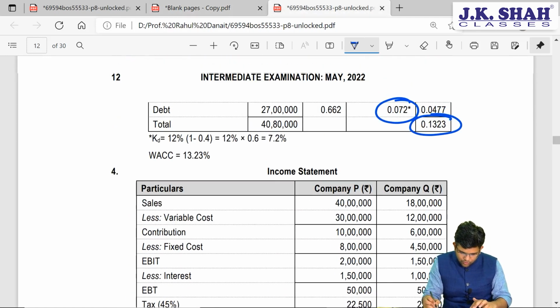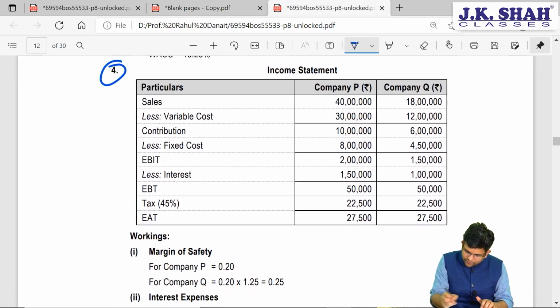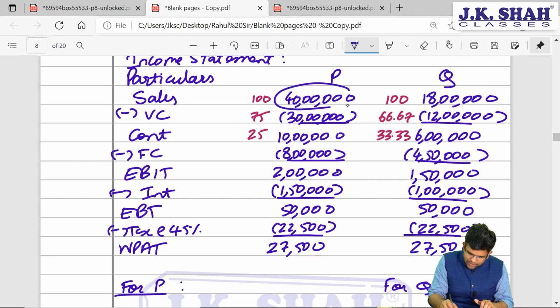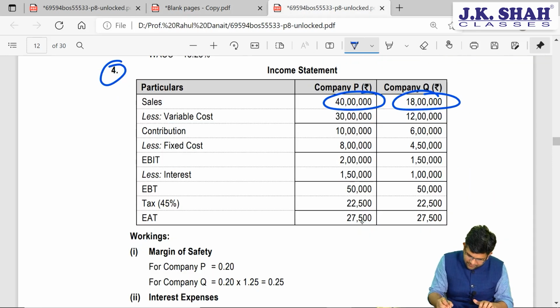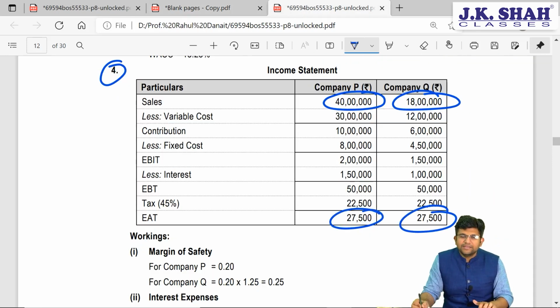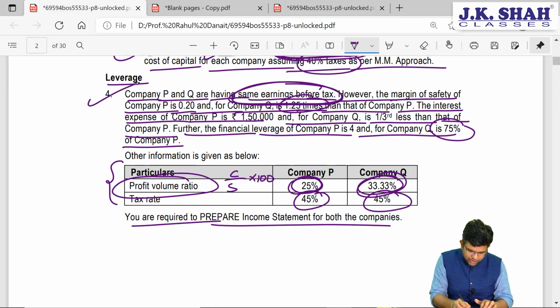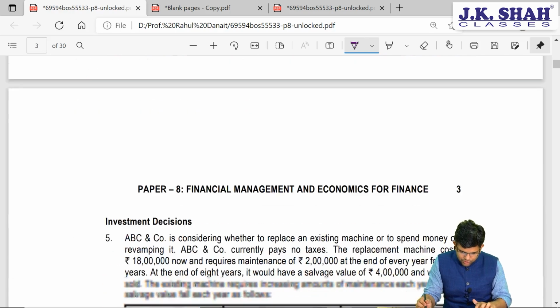Let me take you to the institute's solution. Question 4, you can see 40 lakhs and 18 lakhs. 40 lakhs, 18 lakhs. We end at 27,500, 27,500, and then everything else in between is of course the same. Everyone clear? So with that we complete the discussion of question 4, that was on leverages.